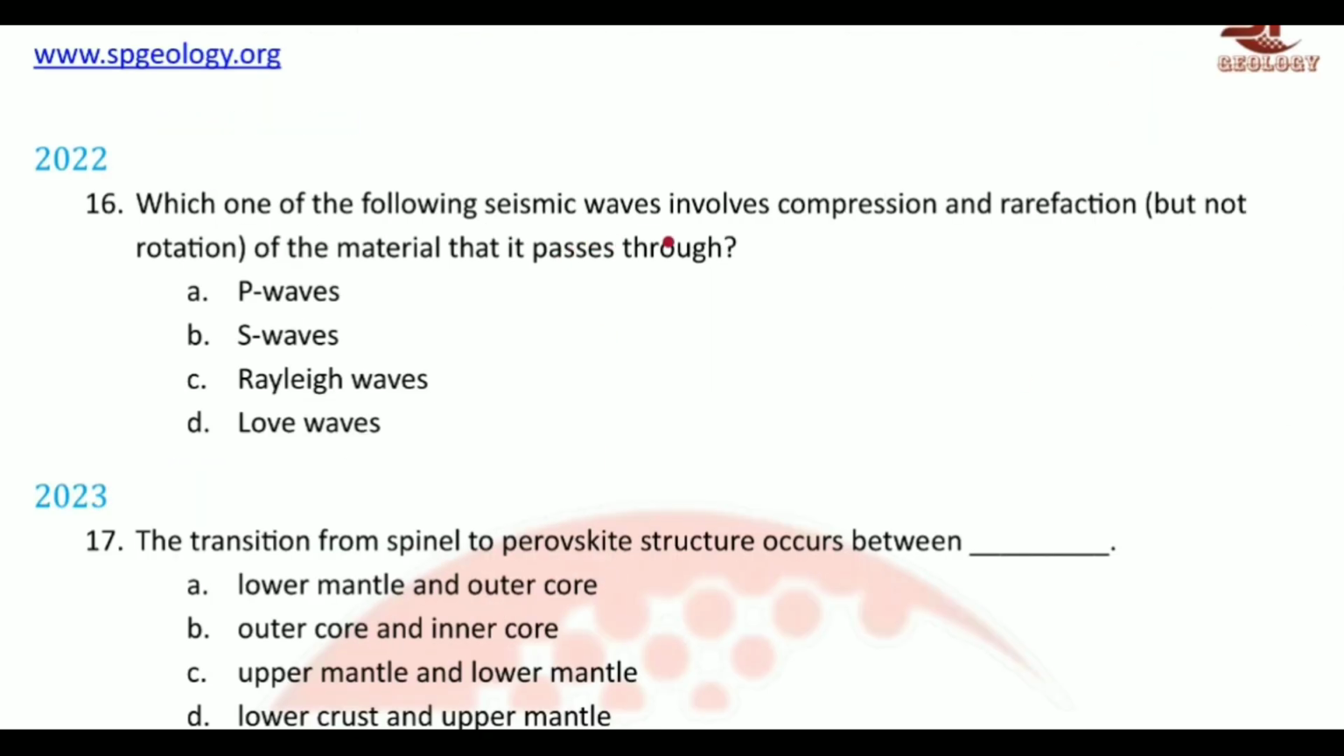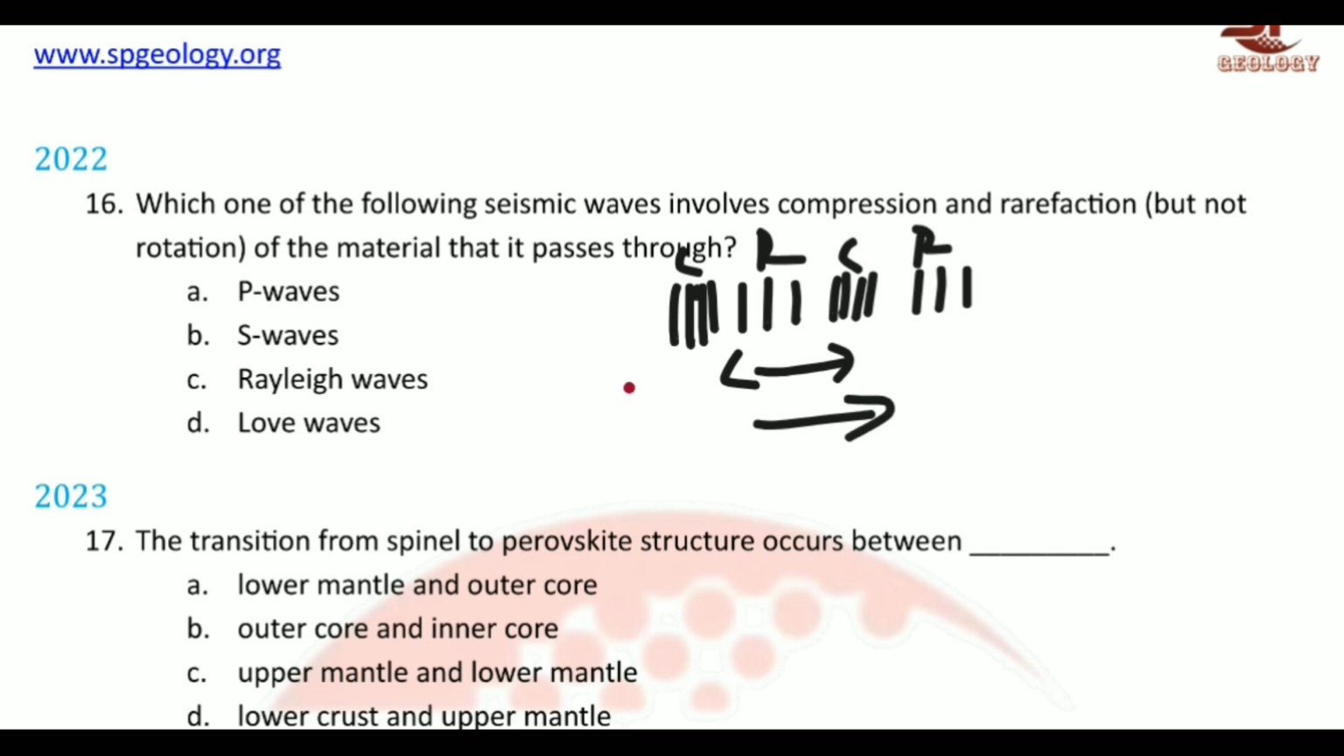So which one of the following seismic waves involves compression and rarefaction but not rotation of the material that it passes through? You know, P wave, it travels with compression and rarefaction. Like this, compression, rarefaction, it vibrates in the direction of propagation. And it is not rotational. It is a non-rotational wave. So it can change the volume. All these things are associated with P waves. So the type of wave that involves compression and rarefaction will be P wave.